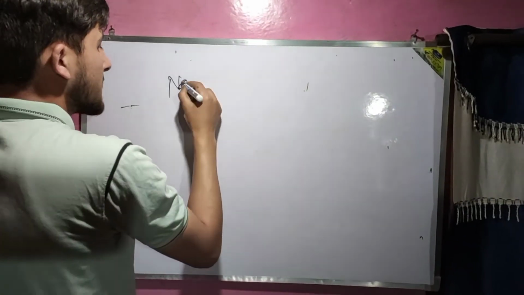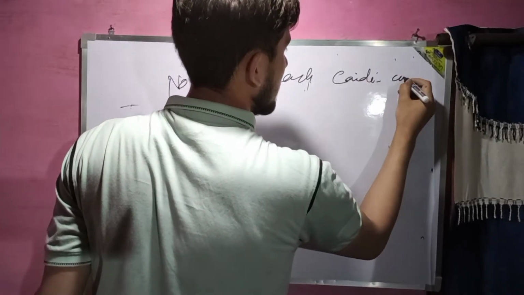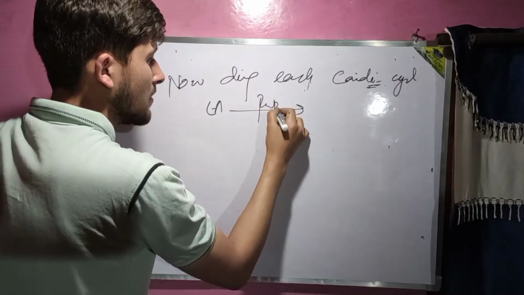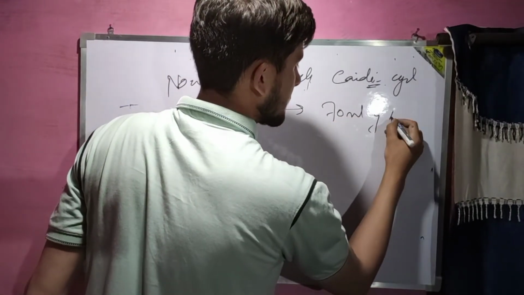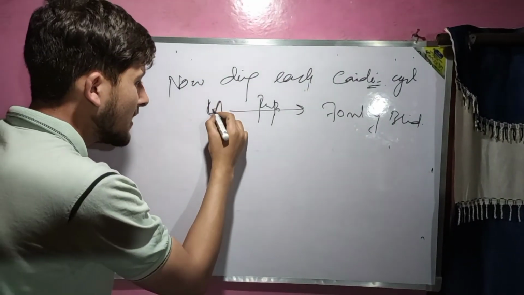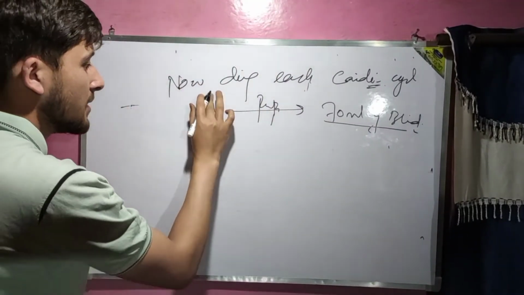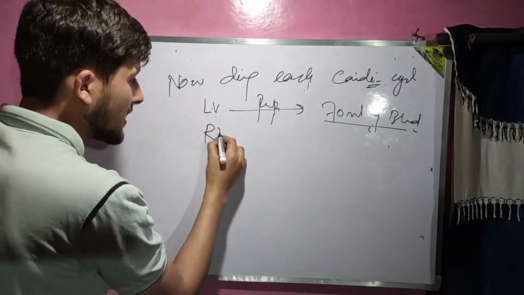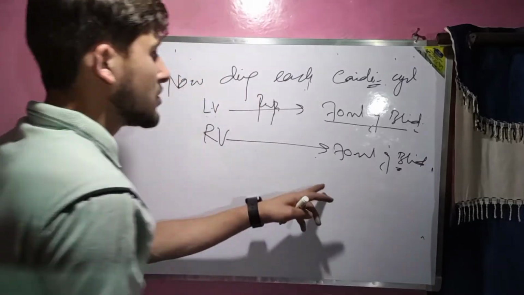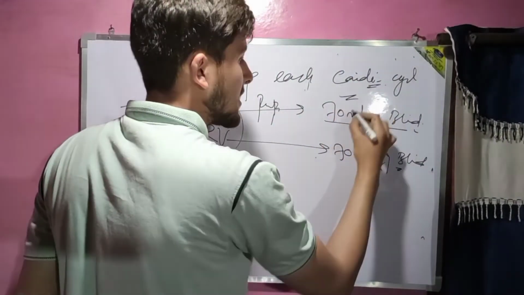Now during each cardiac cycle, the left ventricle pumps 70 milliliter of blood. When the ventricles contract, 70 milliliter of blood is pumped from the left ventricle in one beat, and the right ventricle also pumps 70 milliliter of blood. That's why we see that during the cardiac cycle, each ventricle pumps 70 milliliter of blood.